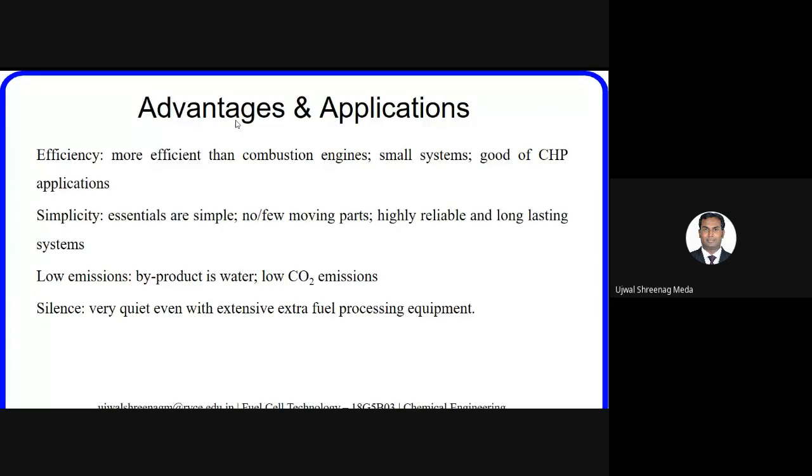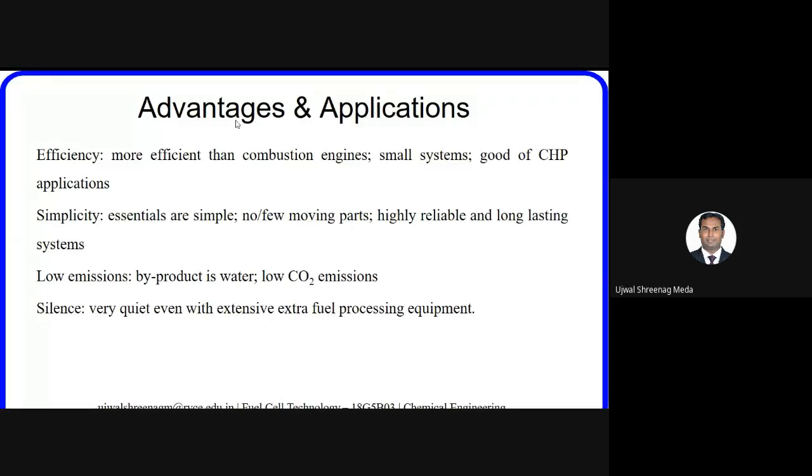Simplicity, that is what a fuel cell is also known for. And components, there are no moving parts, so highly reliable systems, and comparatively long lasting. Reliability comes into picture for premium applications, such as hospitals, banks, where uninterrupted power supply is very important. In such cases, fuel cells are very reliable.